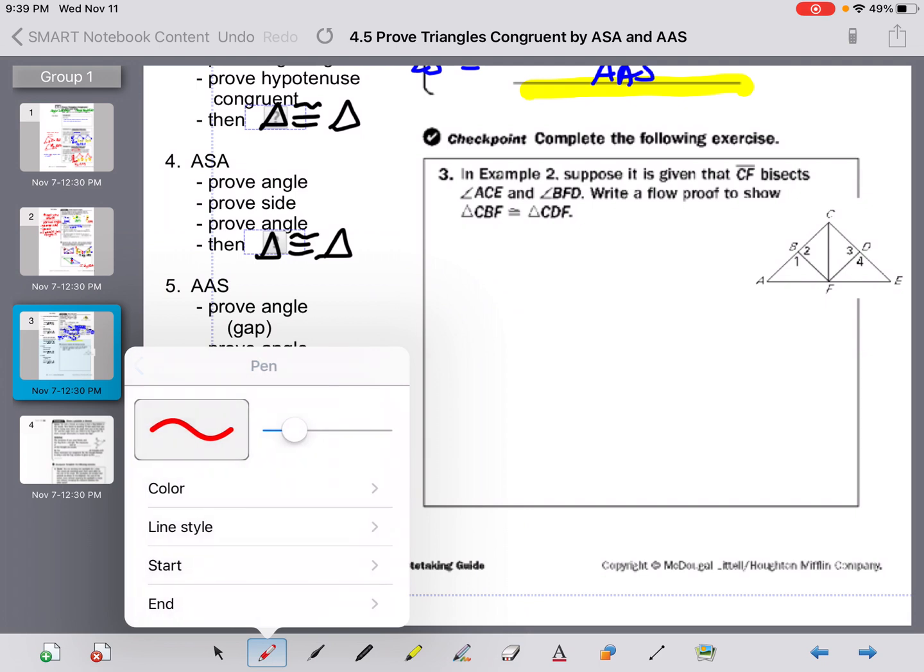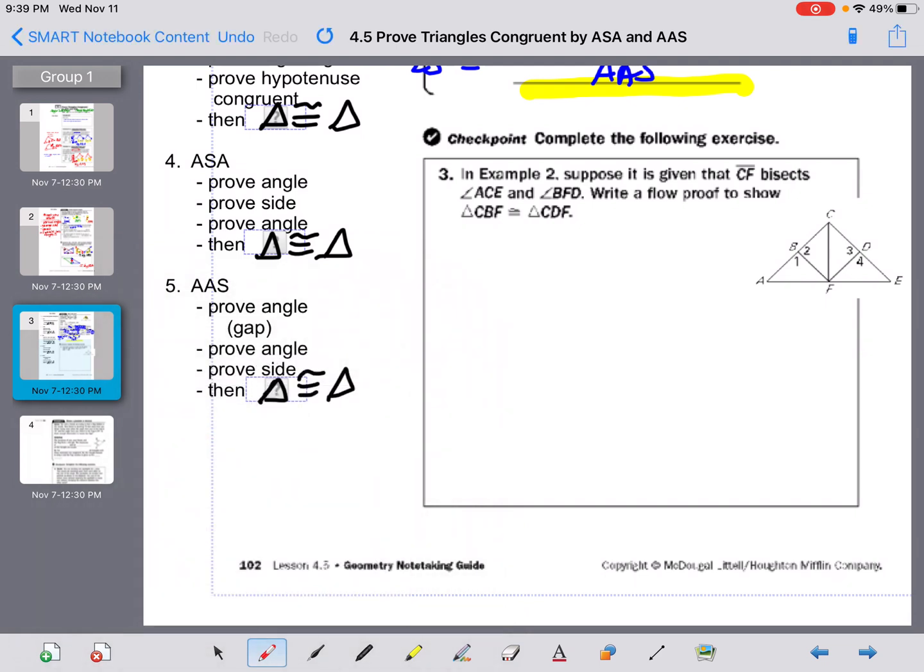So let me do one more. We're going to do another flow proof, okay? You'll notice they didn't start us out here, so I'm going to help you fill it out. And we're going to see what we can prove. It says, suppose it's given that CF here bisects ACE, which is this top angle, and BFD, which is this angle. Write a flow proof to show that triangle CBF and CDF are congruent. So same triangles. I'm going to start out with my givens.